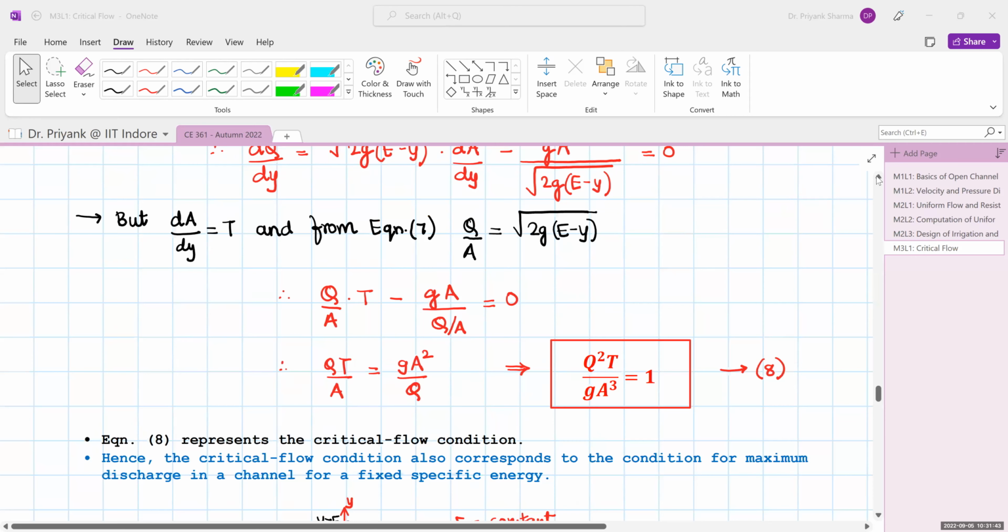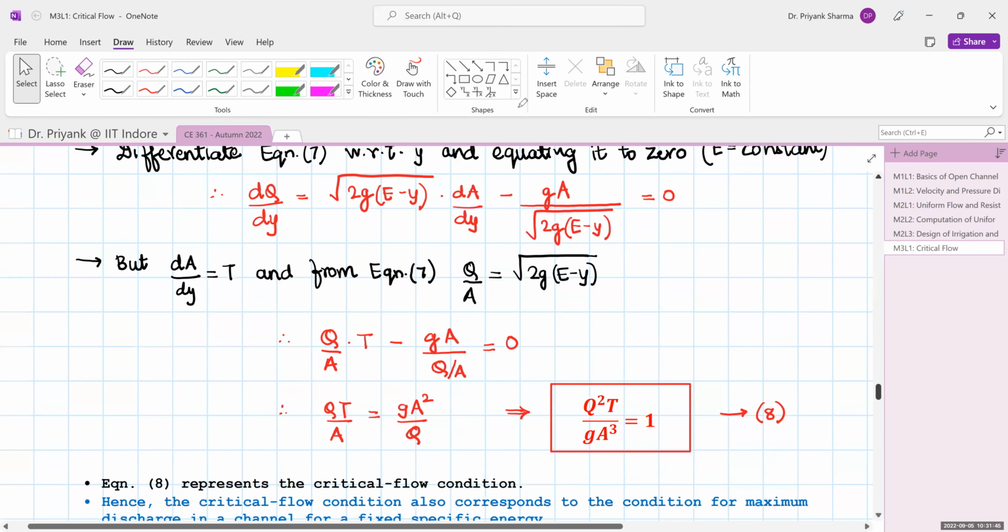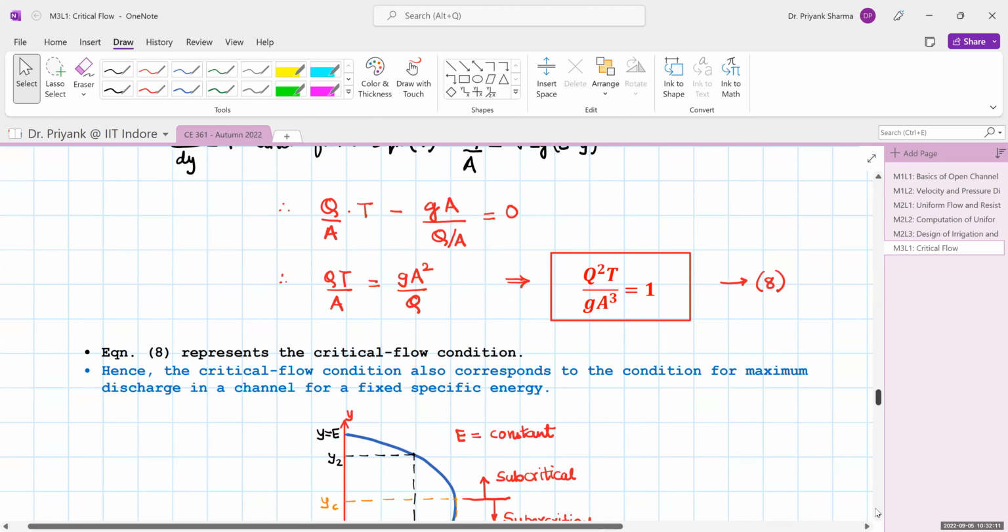Sorry, above equation which we differentiated. So this becomes Q/A into T minus gA upon Q/A. So this is QT/A equal to gA²/Q. So that is nothing but Q²T upon gA³, that is 1. So your equation 8 represents the critical flow condition. So that again proves our point that the critical flow is a condition of minimum specific energy and the maximum discharge, as we observed earlier.